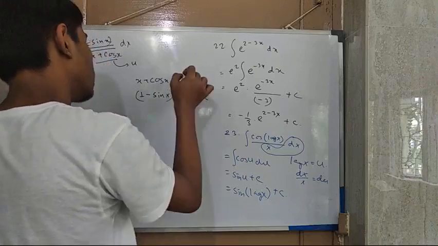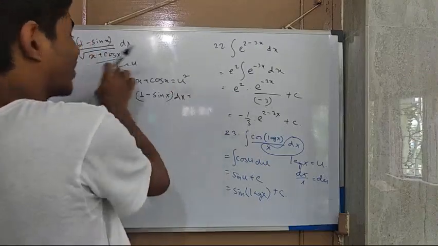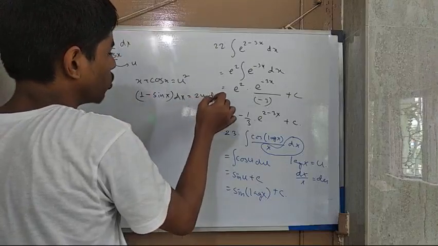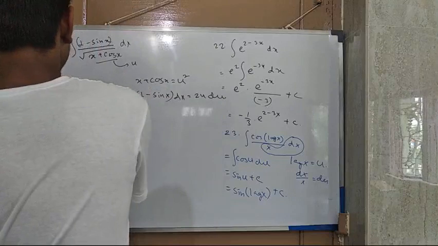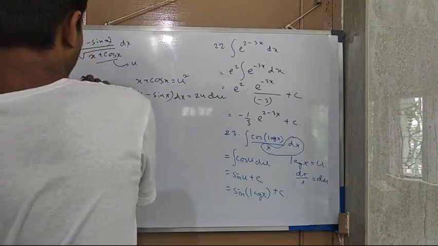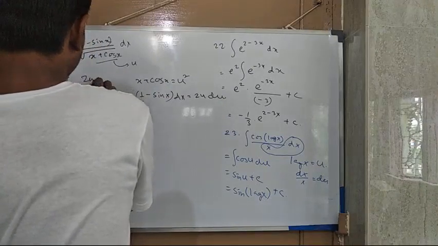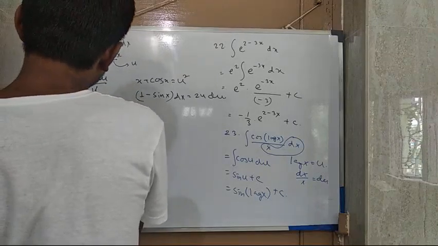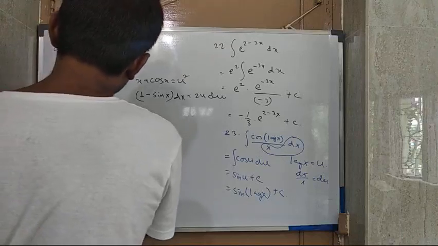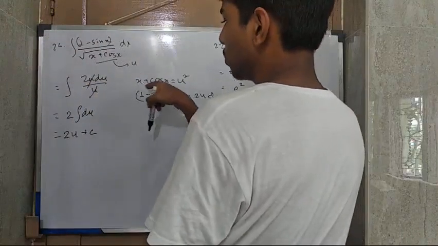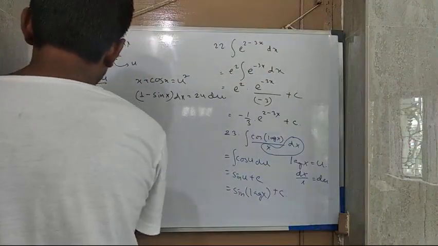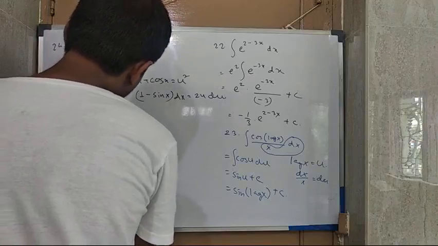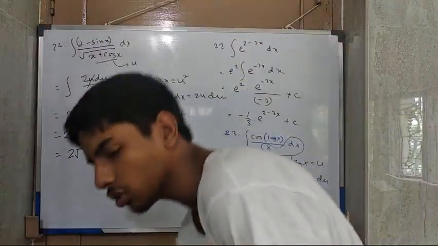So let's take it as u squared, so we don't have to deal with any root in the integral portion. So this becomes 2u du. So this becomes the integral of 2u du by u. So u and u get cancelled. So 2 times the integral of du, so 2u plus c, and u is actually the root of this portion. So this is actually 2 root under x plus cos x plus c. So this is the answer for the 24th integral.